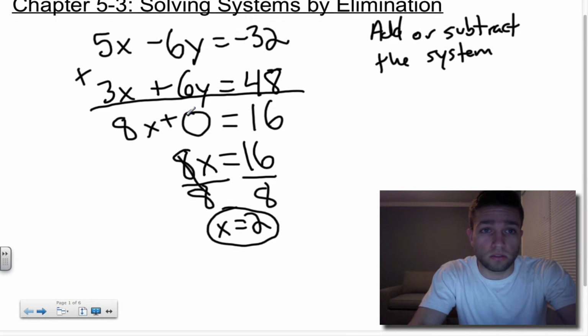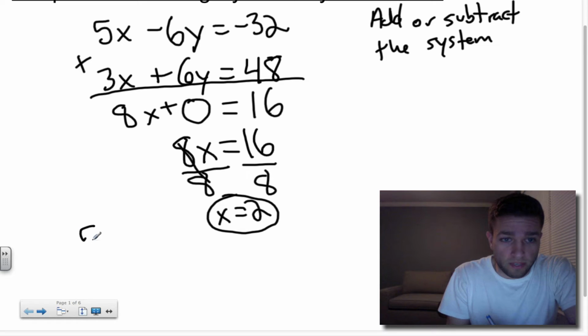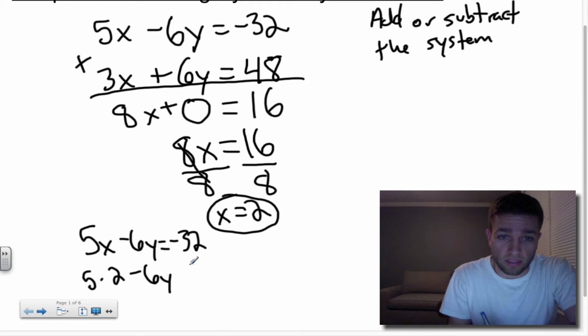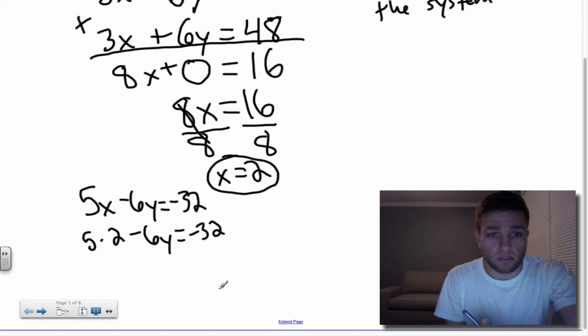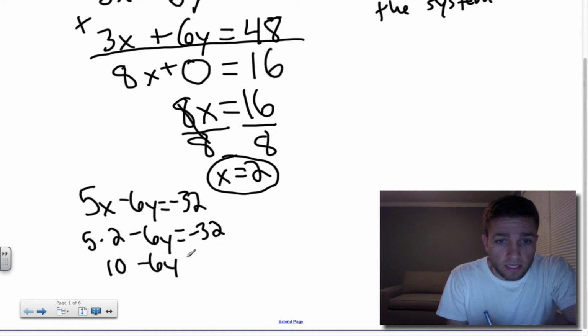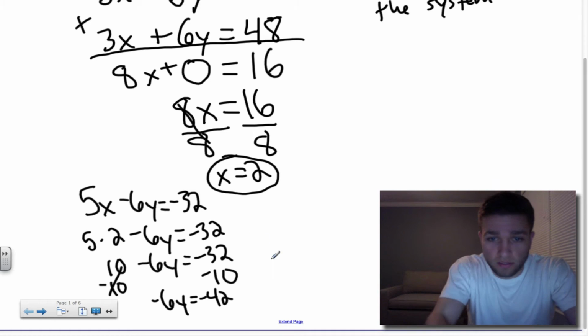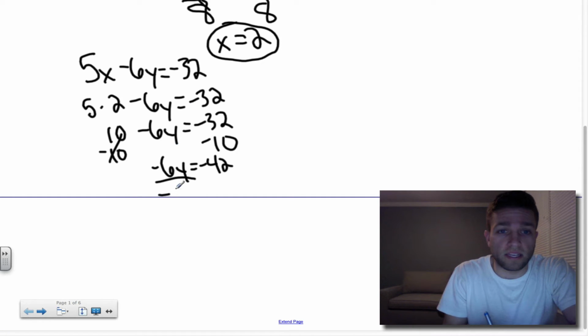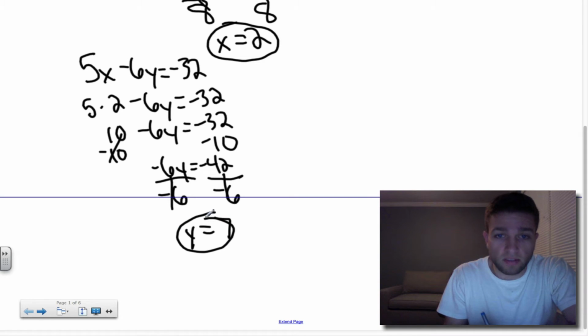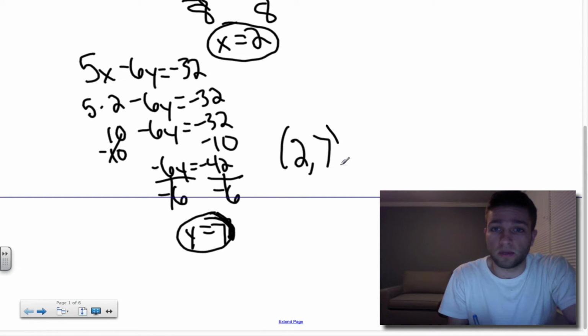So I'm going to use the first equation. It doesn't really matter. 5x minus 6y equals negative 32. I'm going to plug in 2 for x, because we just solved and got x equals 2. 10 minus 6y equals negative 32. I can subtract 10 from both sides. Now I've got negative 6y equals negative 42. And if I divide both sides by negative 6, I'm going to have y equals 7. And then that means the solution to this system is x equals 2, y equals 7.